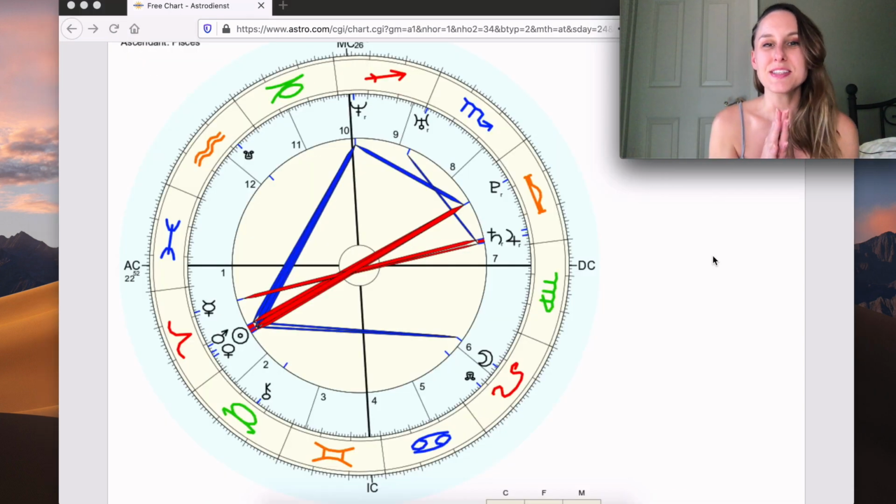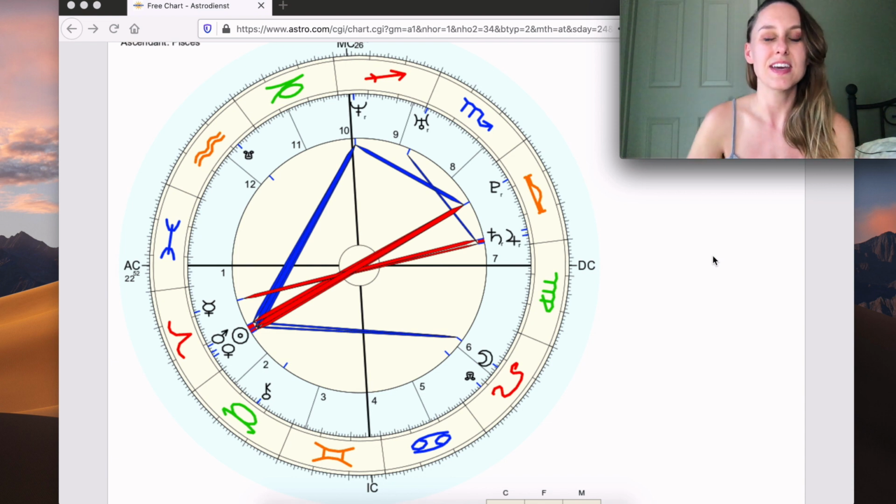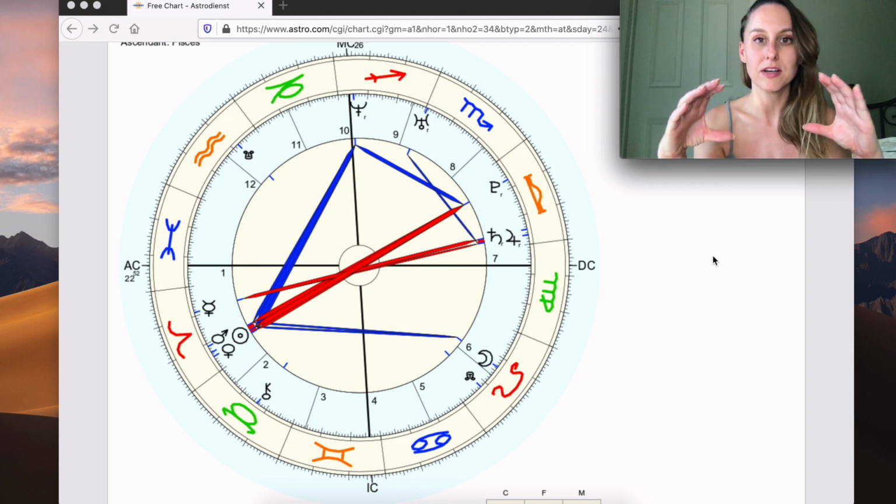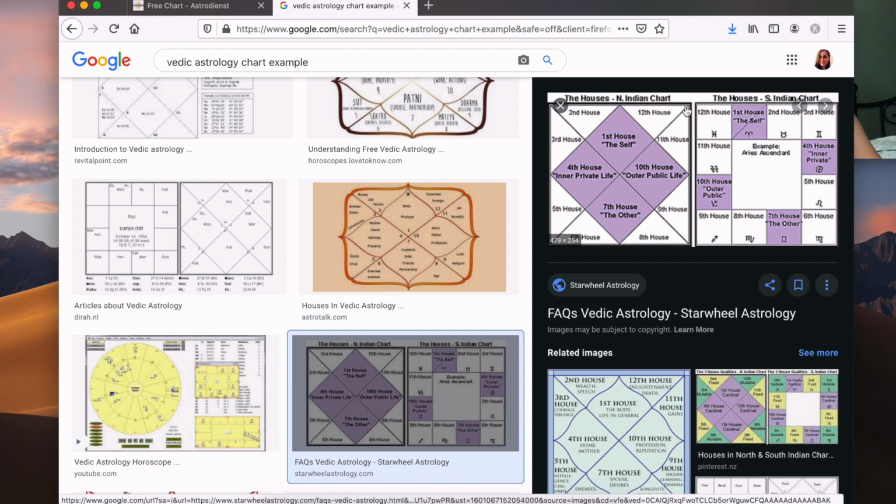Okay, so this is my chart in Western astrology. This is what a typical circular chart looks like. For Western astrology, you're always going to see a circular chart, so it looks like a wheel. And in Vedic astrology, it looks like a box, so it's a square chart. This is what Vedic astrology charts look like. They're square, and the houses go in a different order.